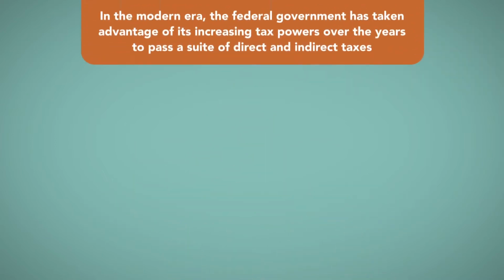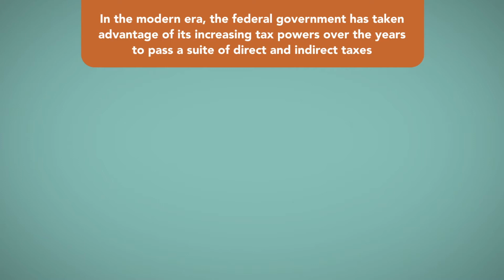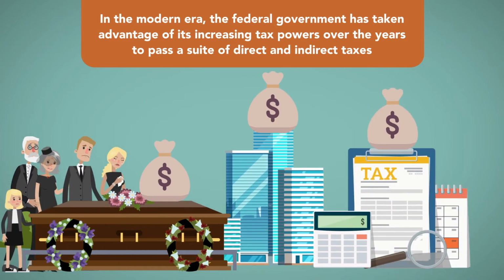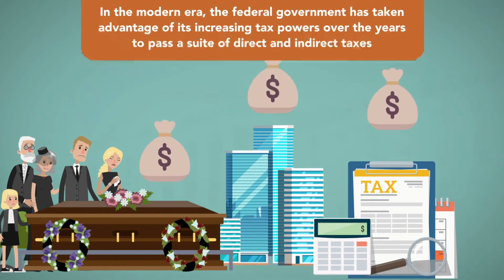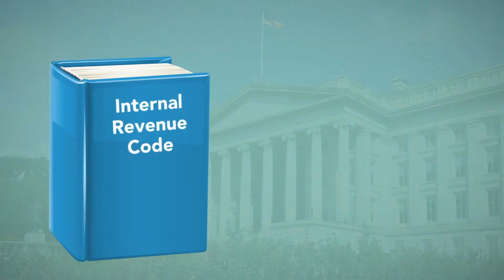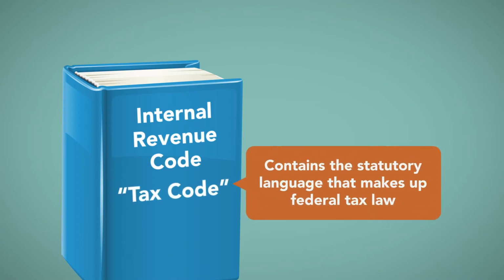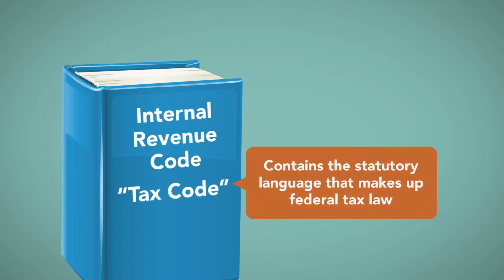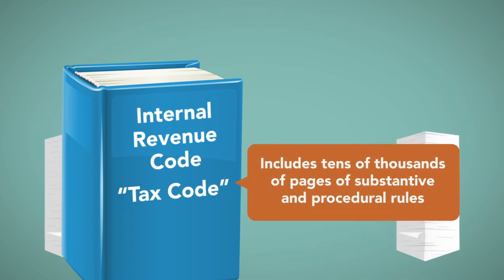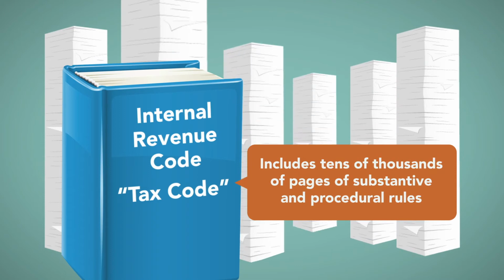In the modern era, the federal government has taken advantage of its increasing tax powers over the years to pass a suite of direct and indirect taxes, including federal estate and gift taxes, taxes on capital gains from investments, payroll taxes, and many other fees and taxes imposed on activities. Federal tax law is contained in the Internal Revenue Code, which is enforced and administered by the Department of the Treasury. The Internal Revenue Code, or Tax Code, contains the statutory language that makes up federal tax law. It takes up all of Title 26 of the United States Code, and it includes tens of thousands of pages of substantive and procedural rules.